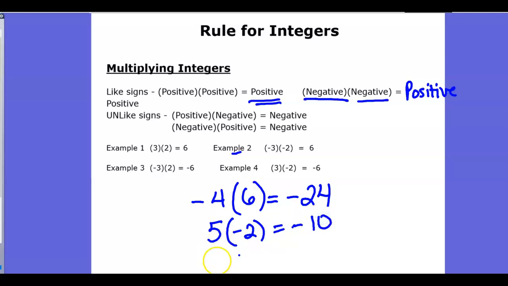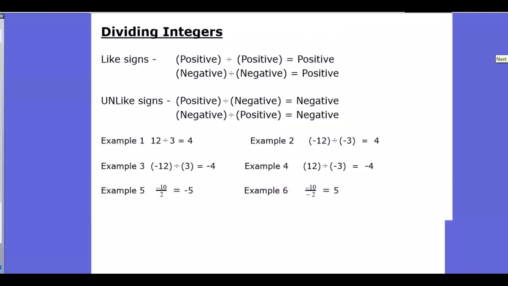If I had negative 8 times negative 6, that would give me a positive 48 because we have a negative times a negative. Okay, so keep in mind if you see these parentheses right next to each other, that's what that means. We're actually multiplying. All right, and then the same rule is for dividing.